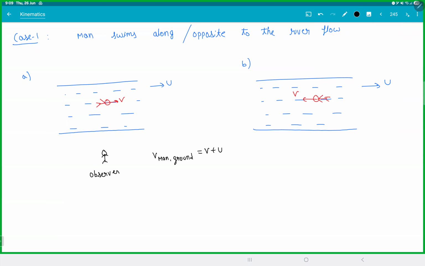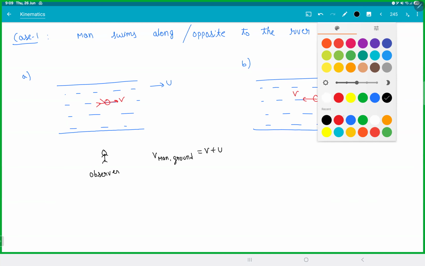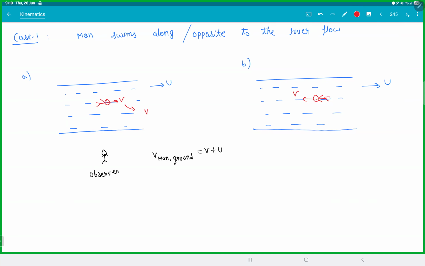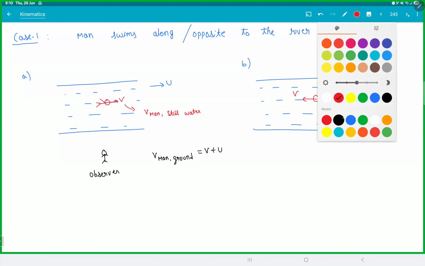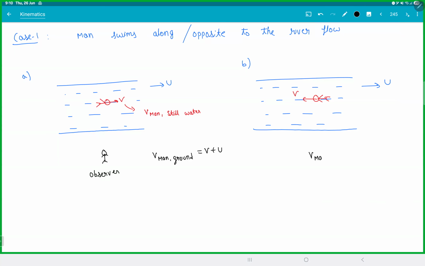The man can swim with speed v in still water. This v is the velocity of the man in still water. If the water was not moving, I would have gone with v. But if the water itself is going with u, I'll gain an additional speed, v plus u. For the other direction, the velocity of the man in the ground frame will be v minus u in the minus i cap direction. It is going backward. If the river is stronger, you will get u minus v.